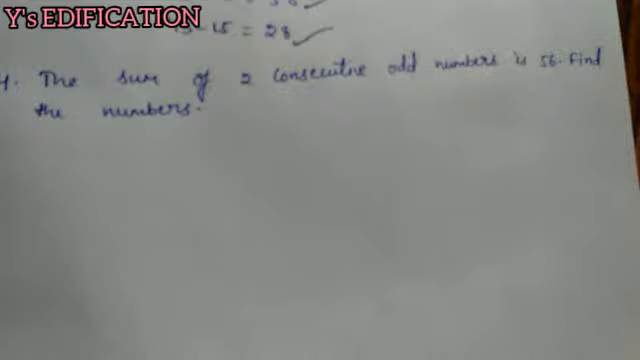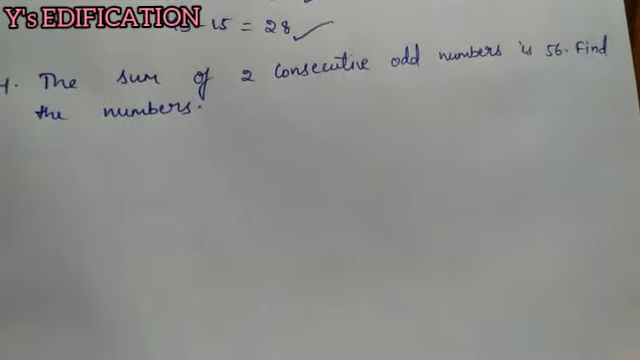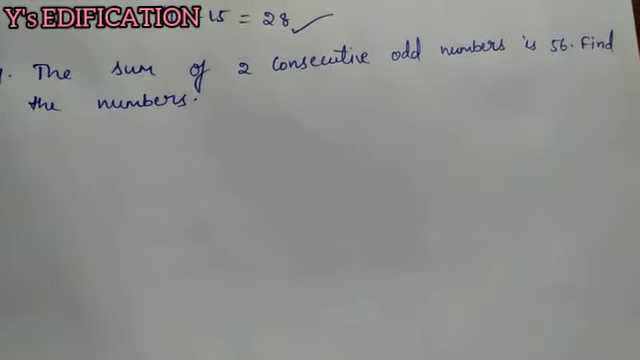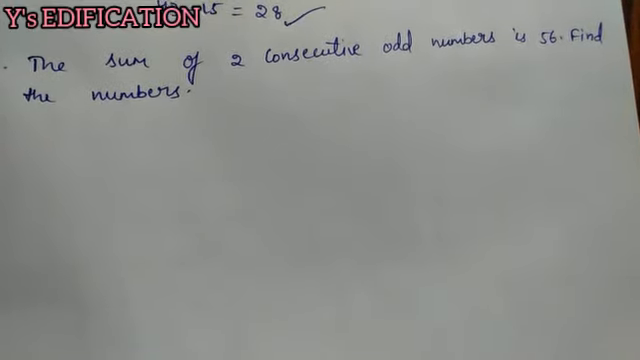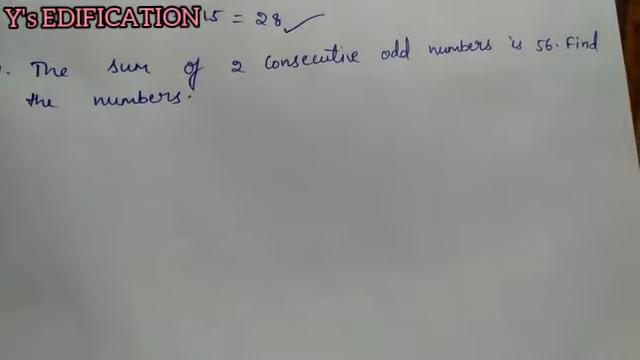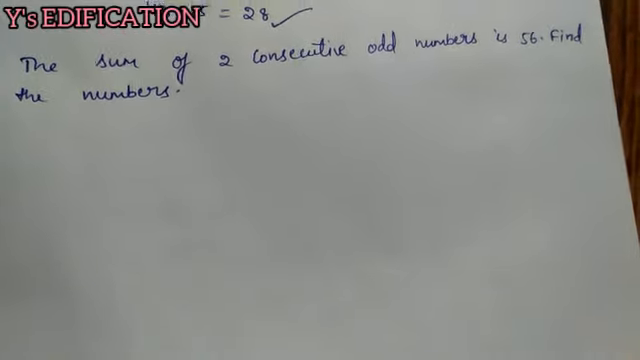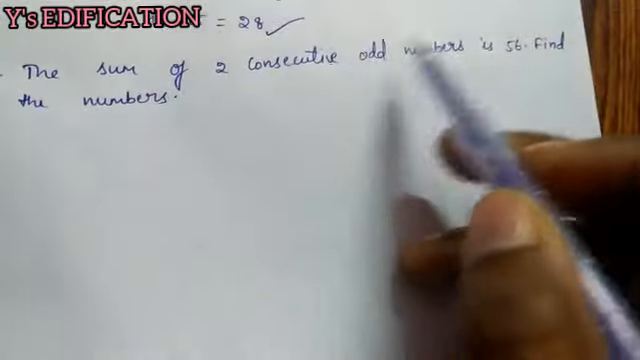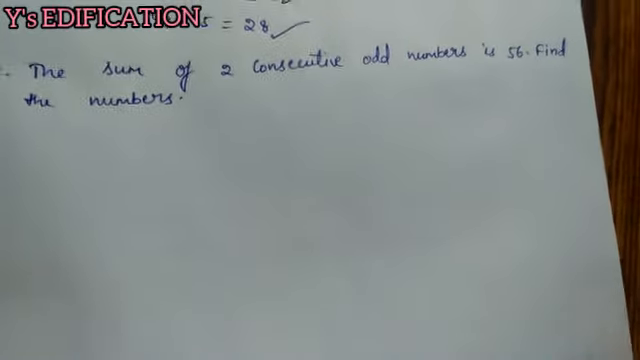Okay, next one. The sum of two consecutive odd numbers is 56. Find the numbers. What is a consecutive number? Consecutive numbers are immediate numbers. 1, 2 are consecutive. 2, 3 are consecutive. 3, 4 are consecutive. What did they say here? Two consecutive odd numbers. What are the odd numbers? 1, 3, 5, 7, 9. Those are the odd numbers.